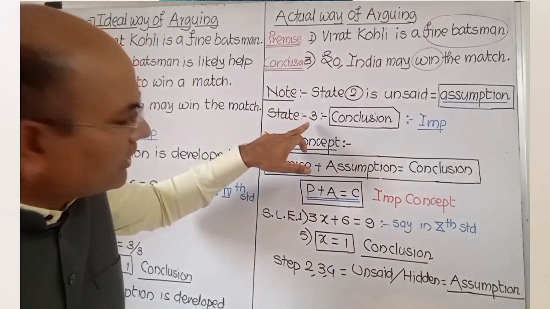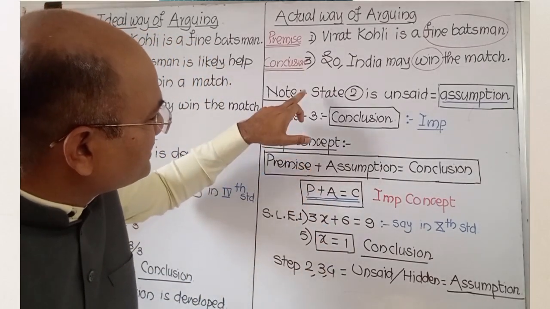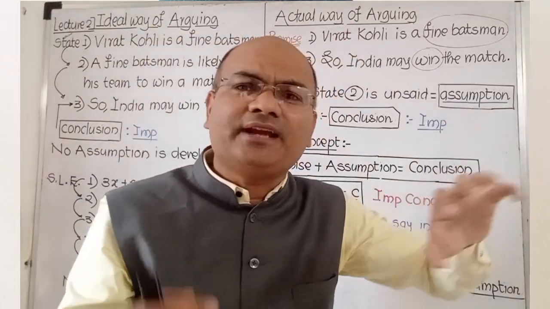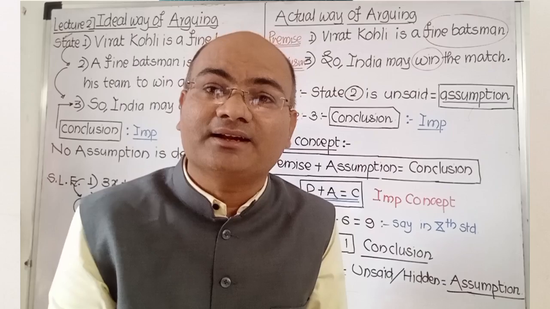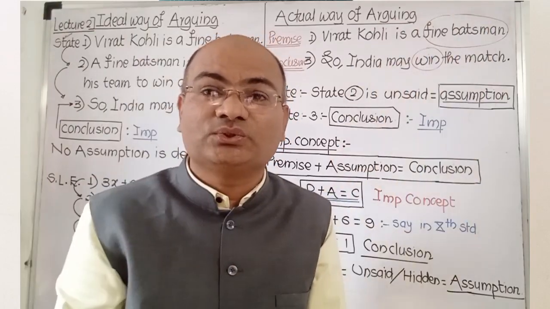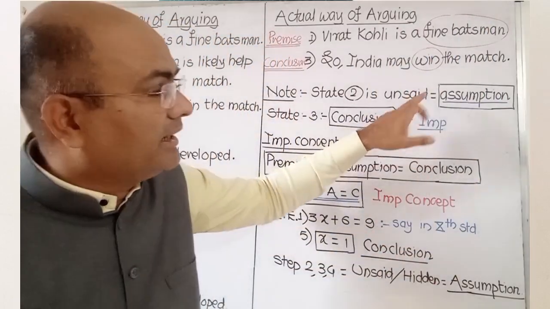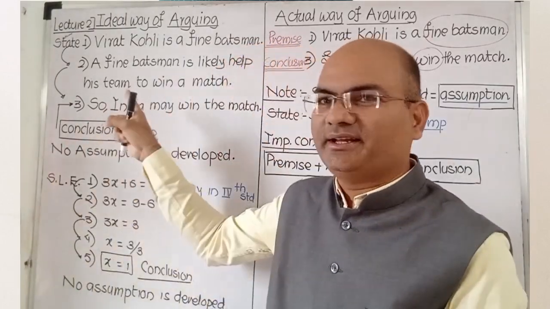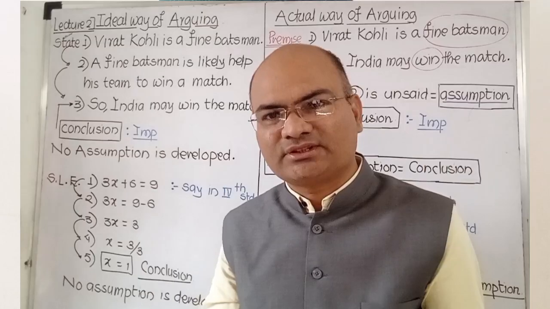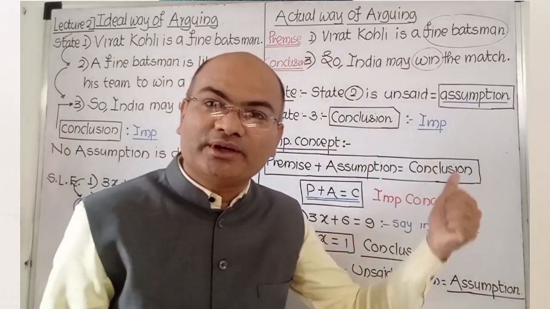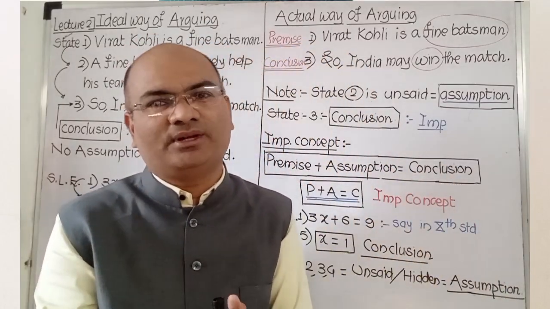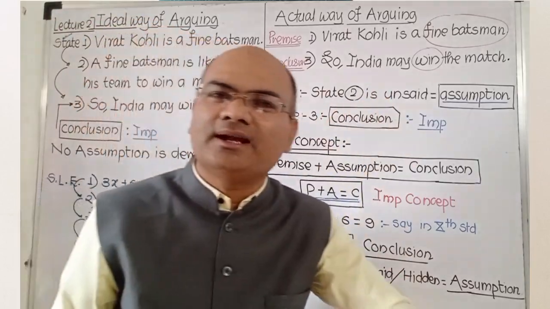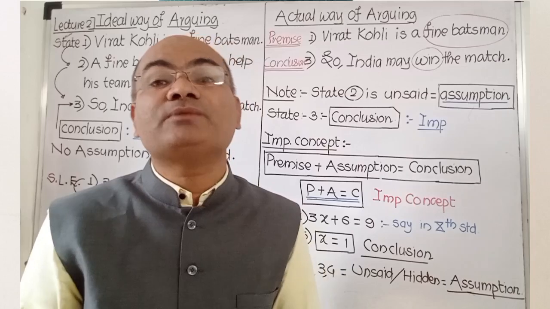Observe here, statement number 2 is unsaid. It is not stated here, so you have to assume it by taking reference of the premise and conclusion. It is unsaid over here, and it is said over here. Simple, don't get confused. Said means no assumption needs to be developed. Unsaid means an assumption has to be developed. And my dear friends, the assumption is what? Simply that a fine batsman may help, or is likely to help, his team to win the match.